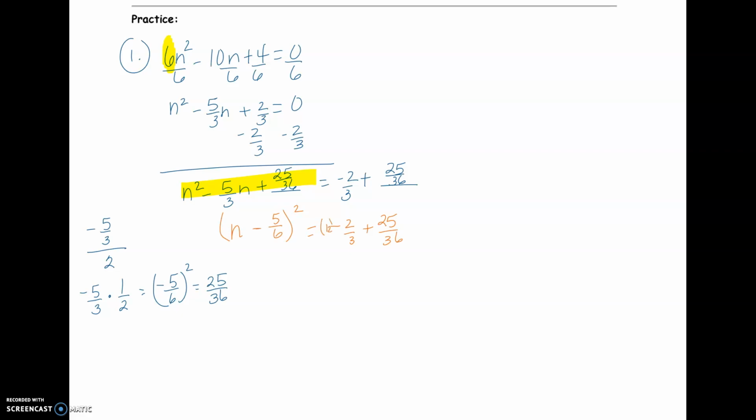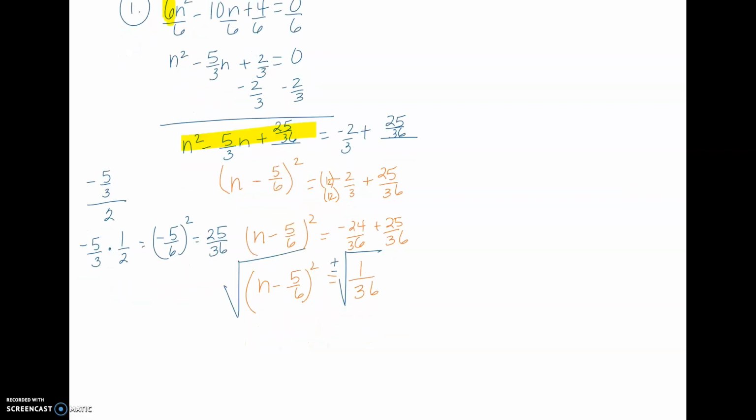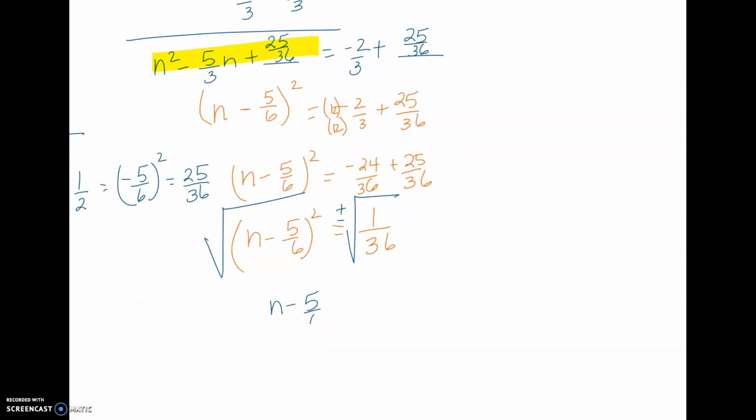I will multiply this by 12 over 12. So I get n minus 5/6, that squared, equals negative 24/36 plus 25/36. Negative 24 plus 25 is 1/36. To undo something that's squared, I take the square root, and it's going to be plus or minus. So I get n minus 5/6 equals the square root of 1, which is 1, over the square root of 36, which is 6, and that's plus or minus.